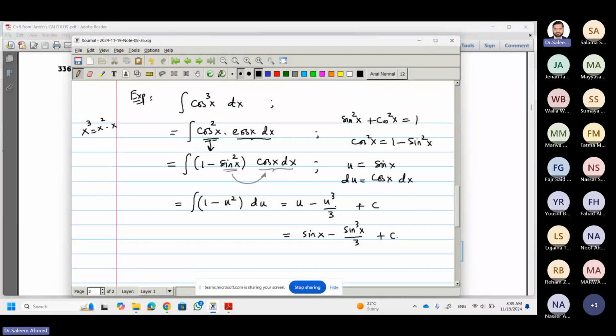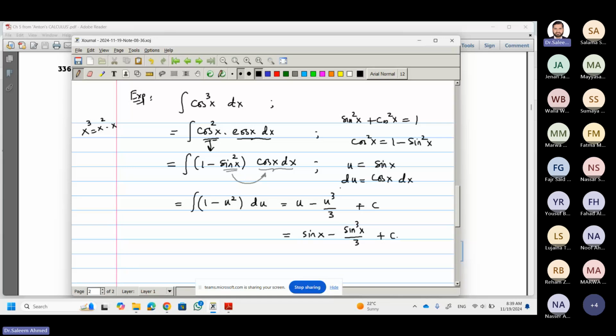So this substitution was not that straightforward. We had to manipulate a little bit the trigonometric function cos cube. This can be done with any odd power, not just cos cube. If any odd power of sine or cosine is given, this technique can be used.